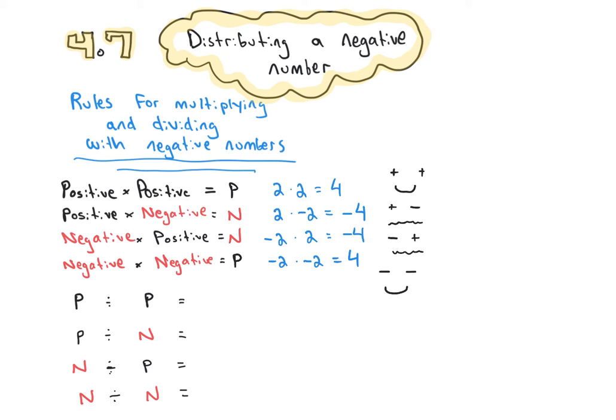If the signs are the same, the outcome is positive. If the signs are different, the outcome is a negative. And this holds true as well for division. Positive divided by a positive is a positive. A positive divided by a negative is a negative. A negative divided by a positive is a negative. And a negative number divided by a negative number is a positive number. So you're going to want to have all this in front of you while we're working with distributing with negative numbers, because it can get really confusing really fast.